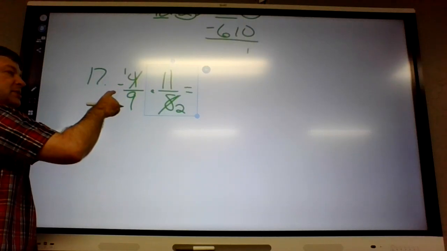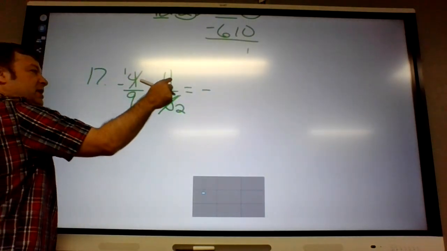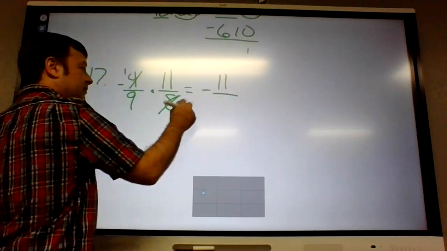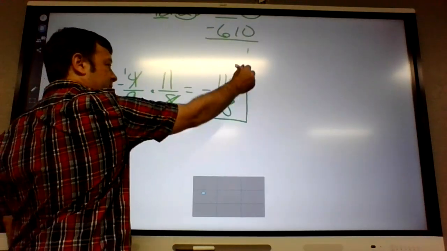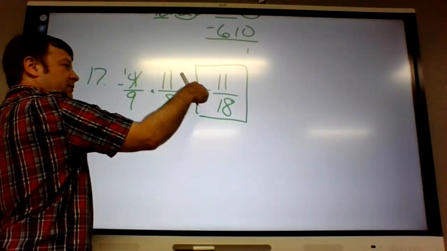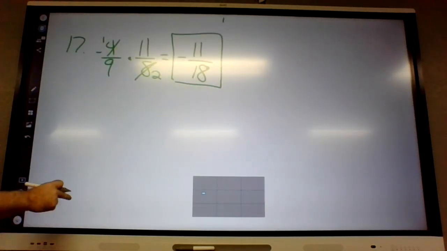And okay, is this going to be positive or negative? Negative. So it's 1 times 11 and 9 times 2. And this shouldn't reduce when you multiply over here if you reduce this correctly. You don't really have to worry about it.